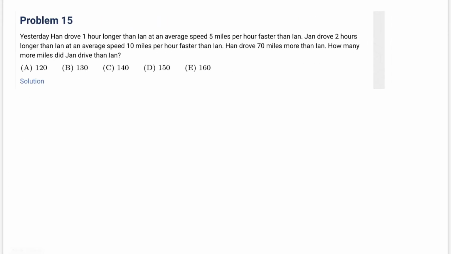Number 15, yesterday, Han drove 1 hour longer than Ian at an average speed 5 miles per hour faster than Ian. Jan drove 2 hours longer than Ian at an average speed 10 miles per hour faster than Ian. Han drove 70 miles more than Ian. How many more miles did Jan drive than Ian?